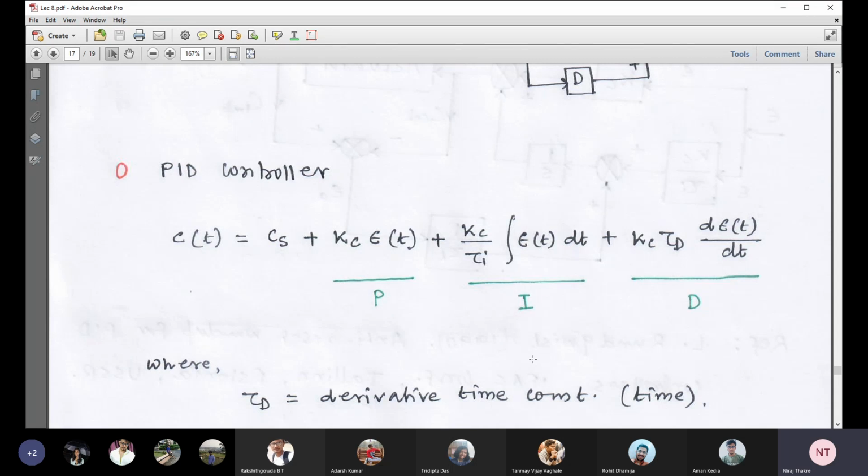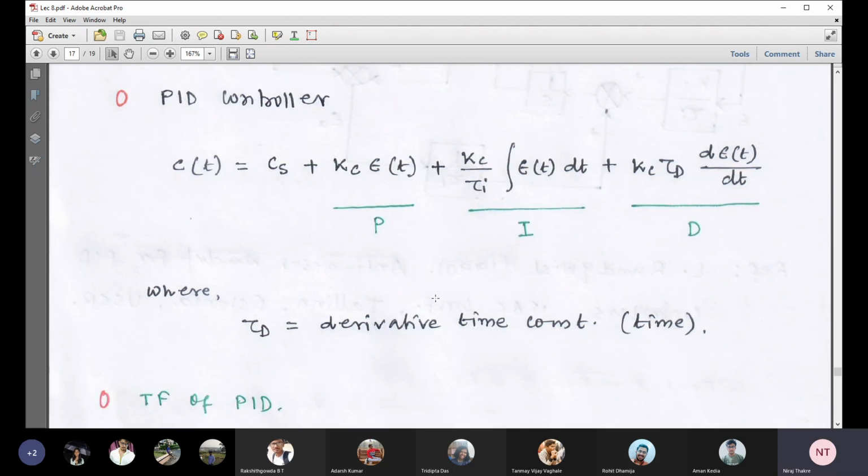Student, can you derive now, or can you find out what is the transfer function of this PID controller? Let me know. Find the transfer function of PID controller and let me know what is that.